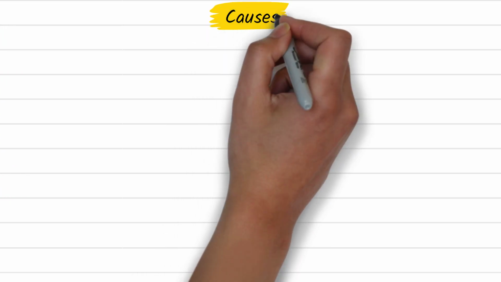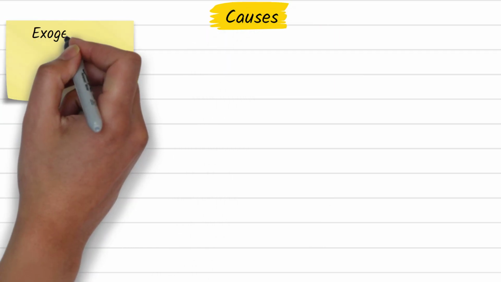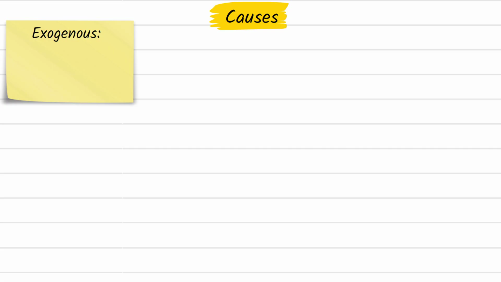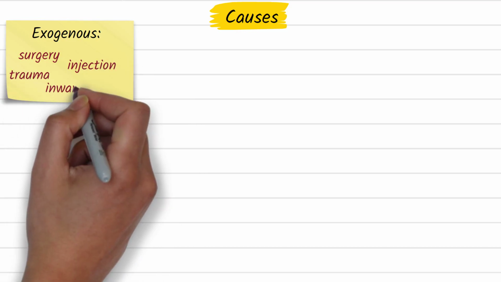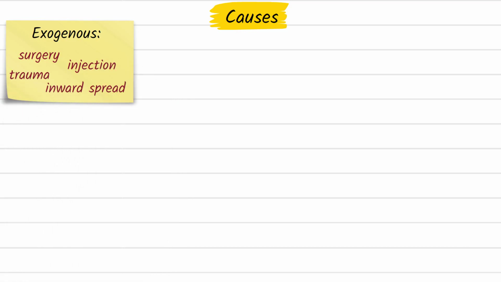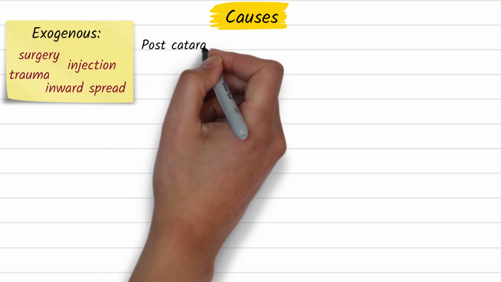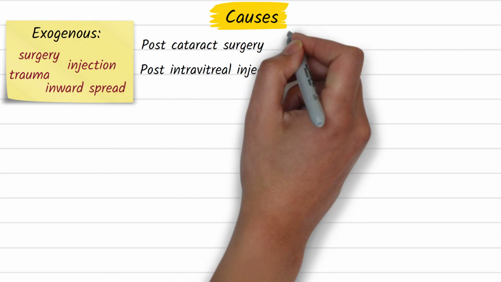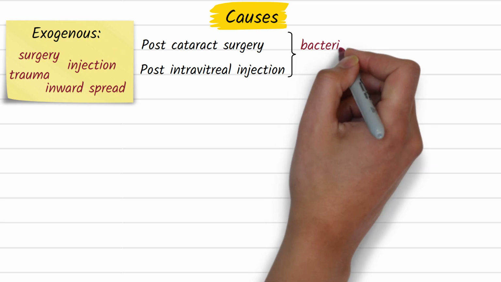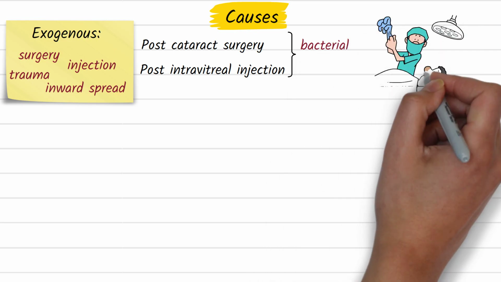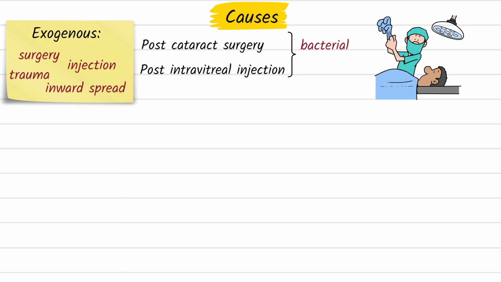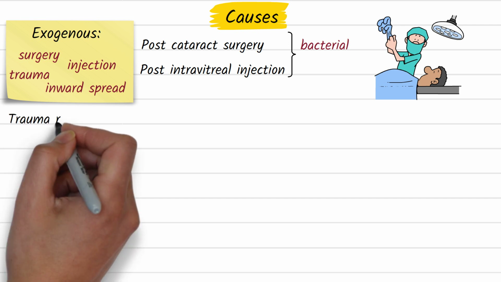The causes depend heavily on the clinical setting. In exogenous endophthalmitis, organisms are introduced directly into the eye during surgery, injection, trauma, or by inward spread from severe infection on the ocular surface. Post-cataract surgery and post-intravitreal injection cases are often bacterial, and although these complications are relatively uncommon, they are among the most feared because these procedures are performed so frequently in modern ophthalmic practice.